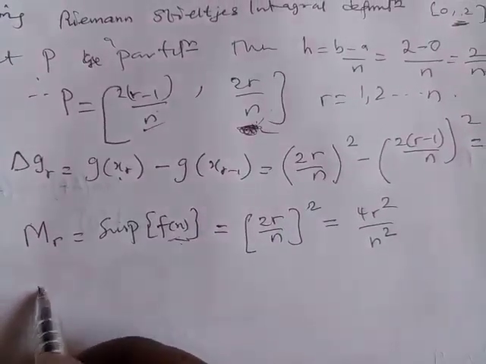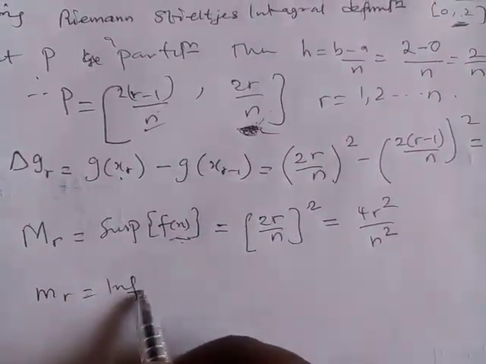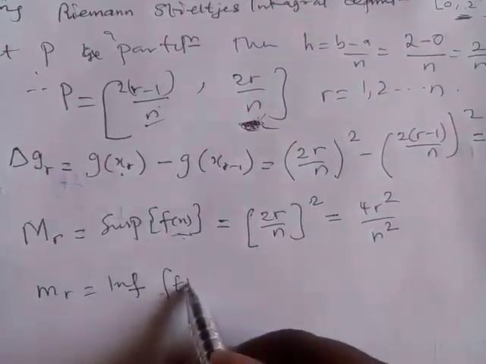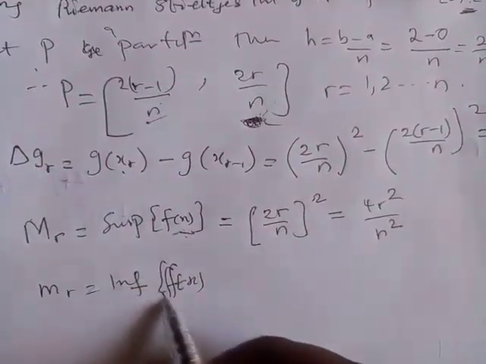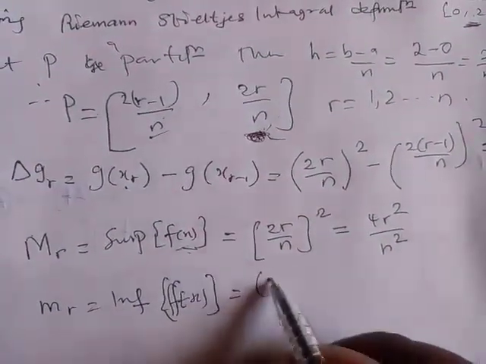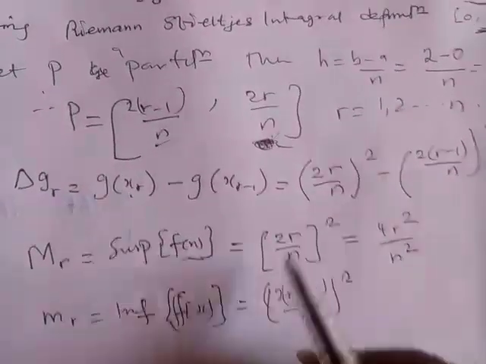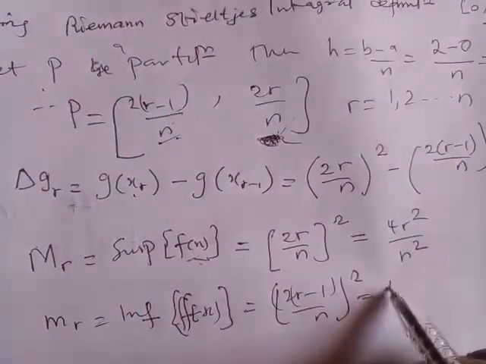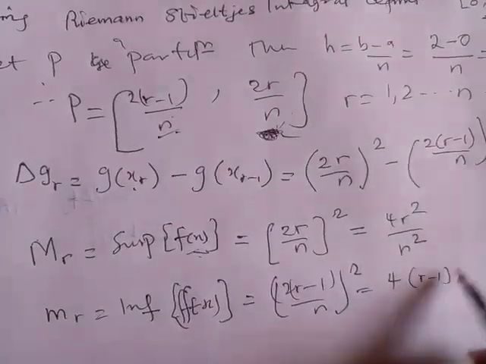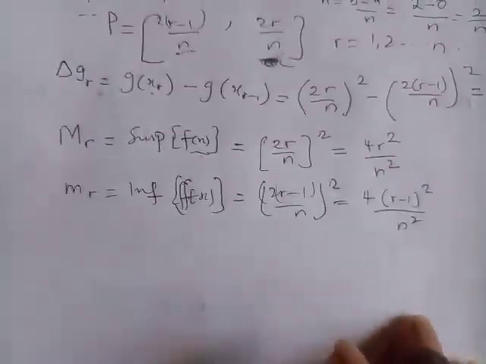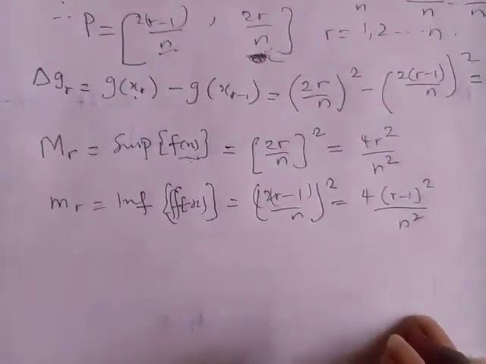So finally, small m_R is the infimum of f of x. So this is 2R minus 1 over N all squared. So this is the infimum. So this one will just be 4 into R minus 1 squared over N squared. So it is easy for me to do from this place.